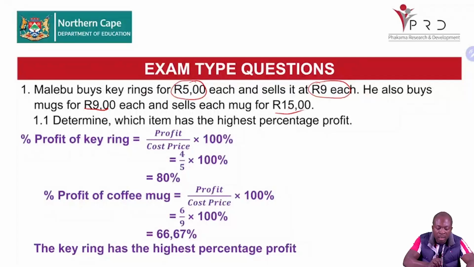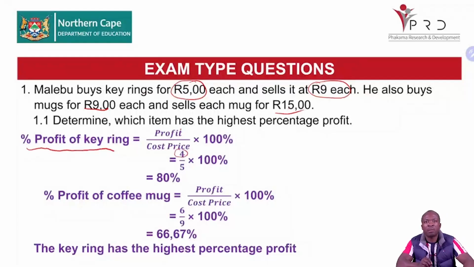So can you see here? We start with the percentage profit of the key ring, meaning it's the profit divided by cost price. Do you see how I got 4 Rand, learners? How did I get 4 Rand? I said 9 Rand minus 5 Rand. That's how I got 4. And then the cost price is already 5 Rand. That's why I've put here 5 Rand. Times everything by 100, which means that the key ring, the percentage profit is going to be 80%.